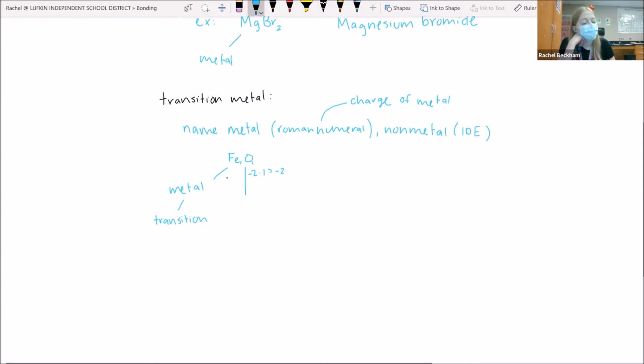So what charge does iron have if this side is -2? Positive 2 to make it even out, because we know that the overall charge has to be 0, right? And so in this case, the name is going to be iron(II), and then oxygen becomes oxide. Okay, I'm going to do one more example here of Fe2O3.